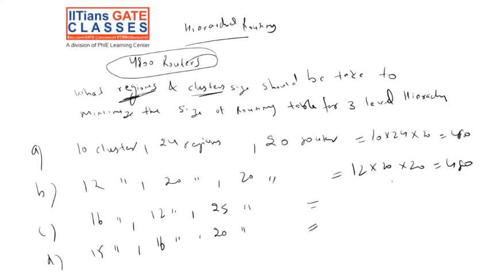So which size should we take to minimize the size of the routing table? Minimize the size of routing table means how will you decide which option is very good? 10 cluster, 24 region, 20 routers, or 12, 20, 20, or 16, 12, 25, or 15, 16, 20? Which option is very good?